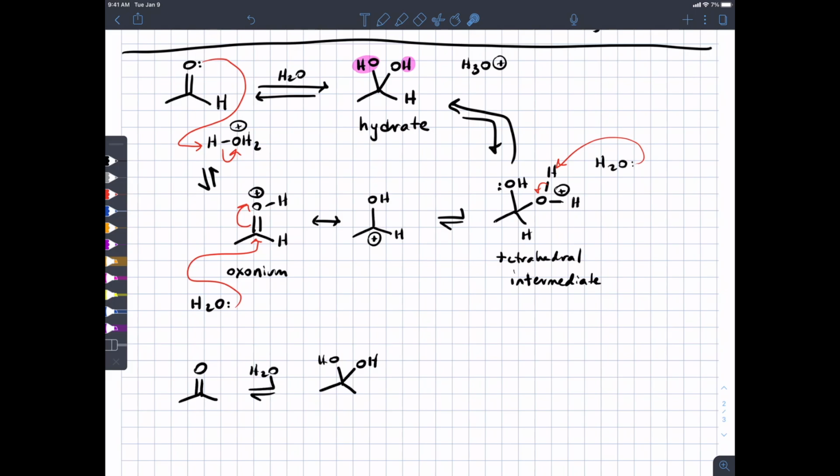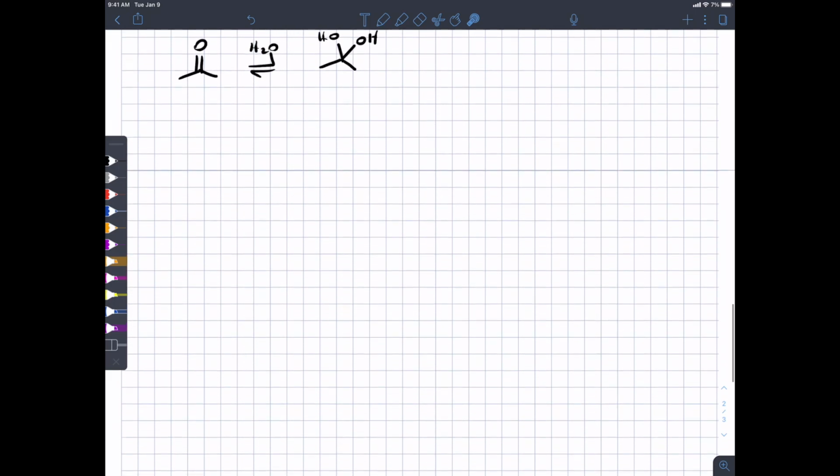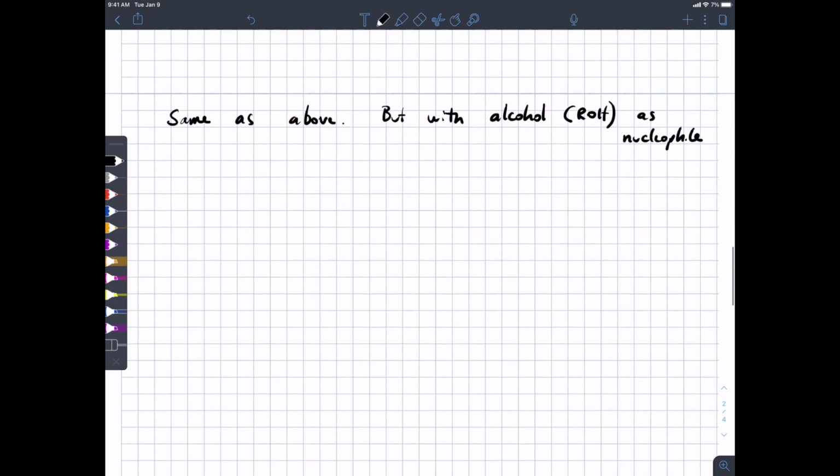Okay, the next thing we're going to do is do the same reaction but with an alcohol as our nucleophile. Okay, so let's just use those same principles.